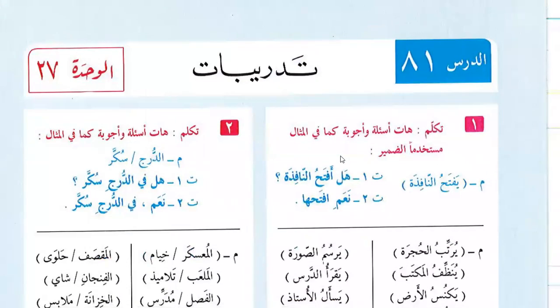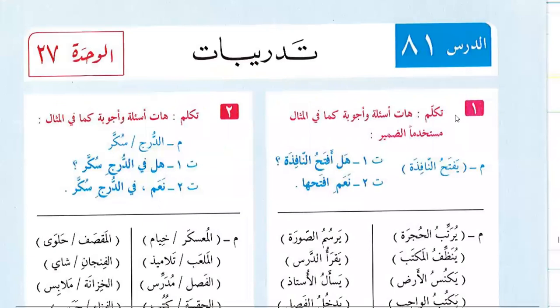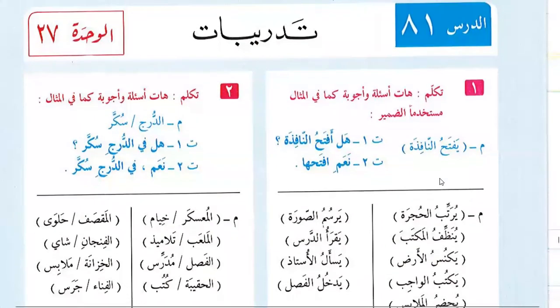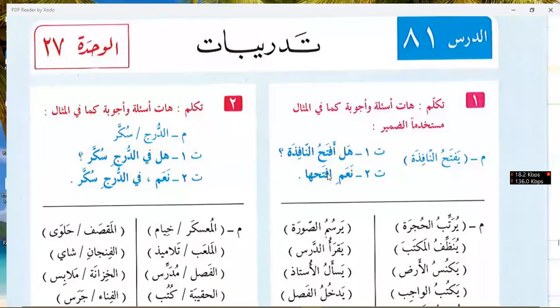Now we'll start this lesson. Exercises: speak. Bring questions and answers like in the example, making use of the pronoun. So here the word yaftahu an-nafidha, open the window. Yaftahu means he opens, aftahu I open. Then fi'l amr is iftah. Last time I told you in detail how to make fi'l amr from fi'l mudari'. So, hal aftahu an-nafidha, can I open the window? Na'am, iftahha, yes, open it.